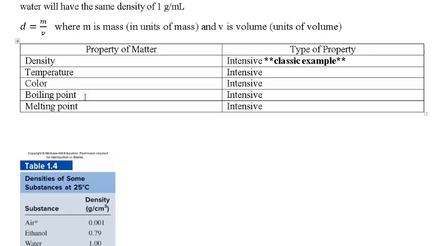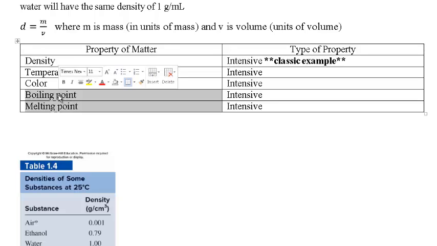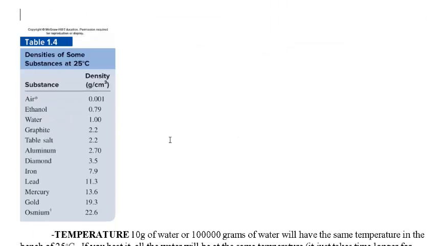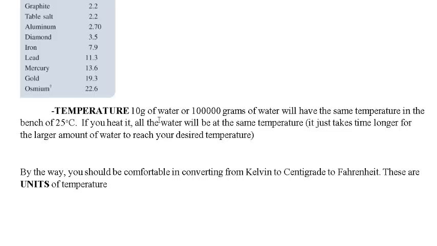I should also mention that physical properties include boiling point and melting point, and those are sort of innate. They're physical to that particular substance. For the other types of properties, temperature and color, again, it does not matter how much you're dealing with. It's always going to be the same. So the temperature will always be the same. That is another example of an intensive property.